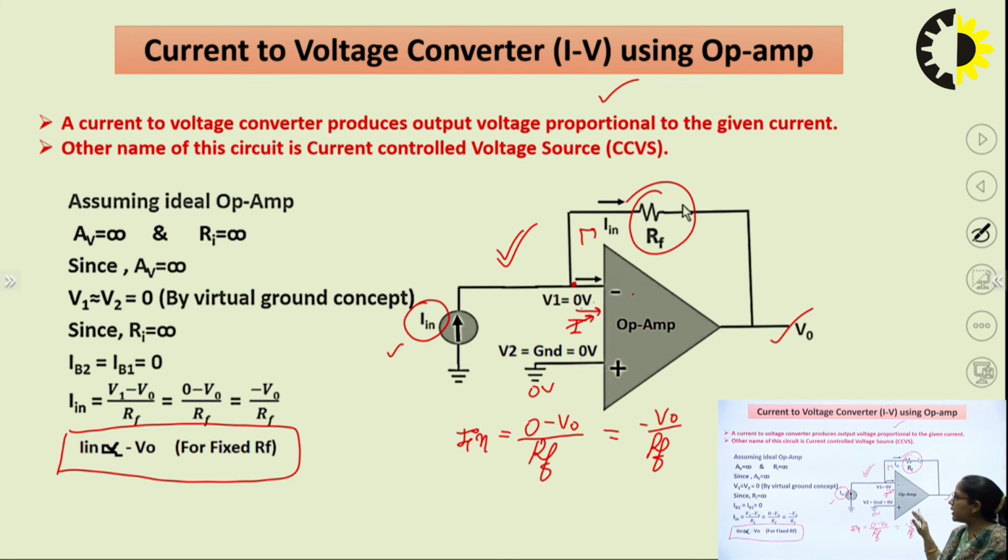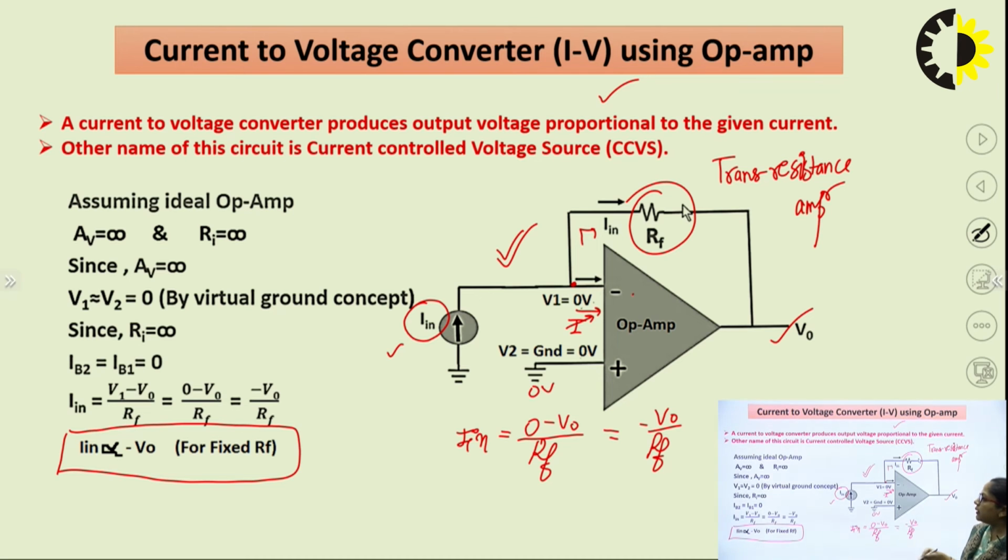What is another name of this I to V converter circuit? We have seen in the V to I converter, the voltage was input and the output was current. So the ratio of current to input voltage is a transconductance amplifier. Here the input is current and the output is voltage. So output voltage upon input current is called a trans-resistance amplifier. This can also be called a trans-resistance amplifier, where we have voltage as an output and current as input.